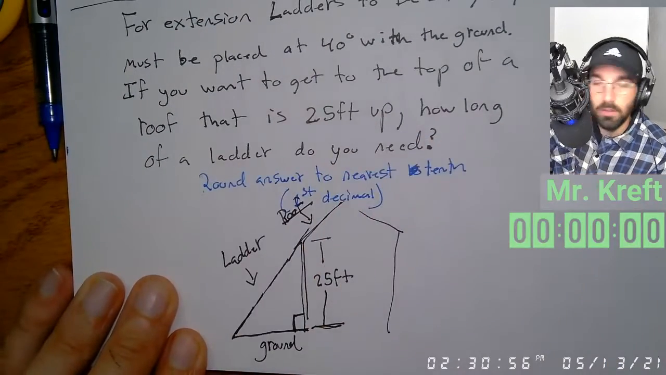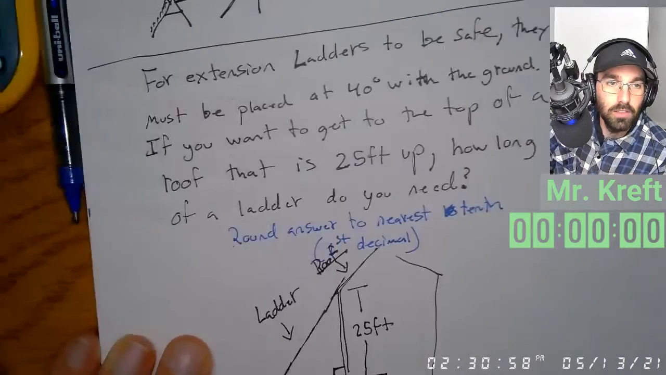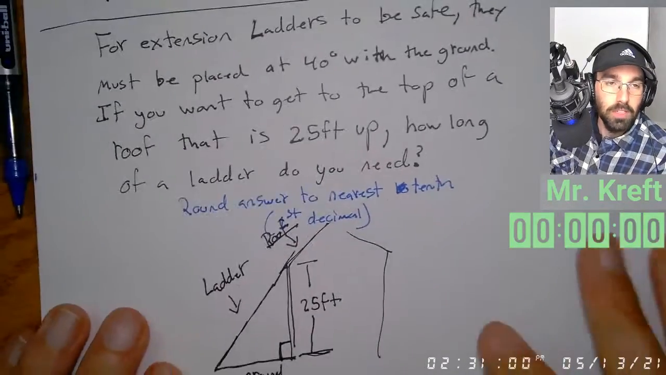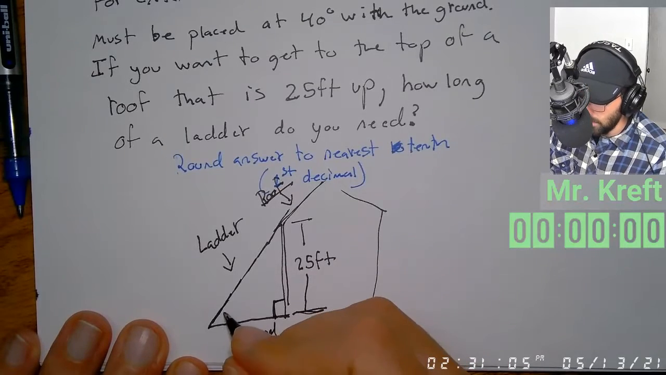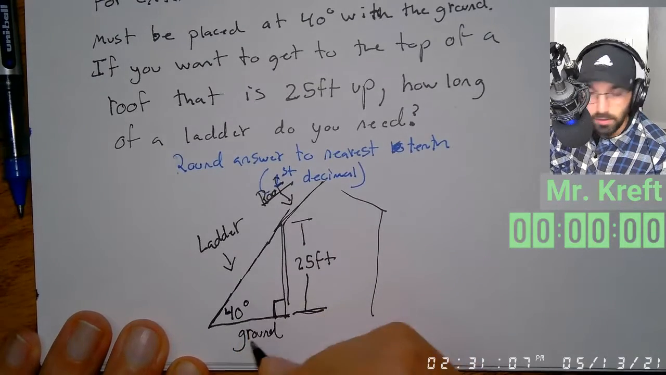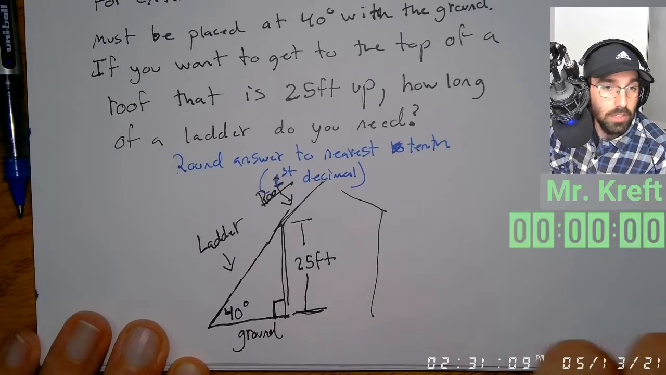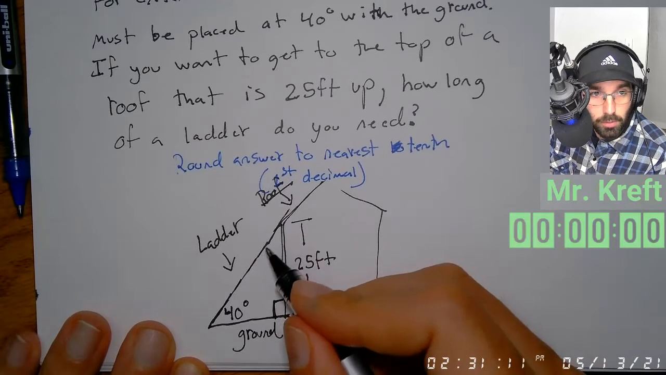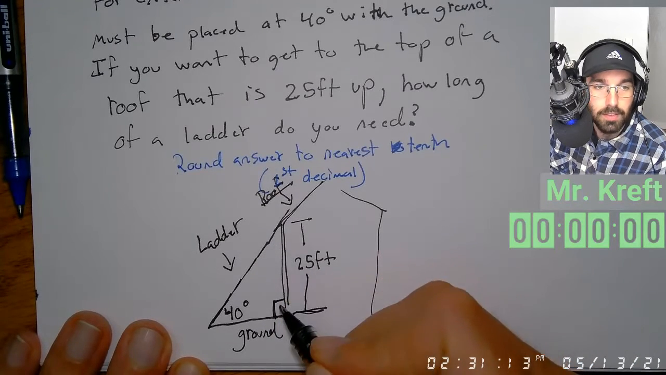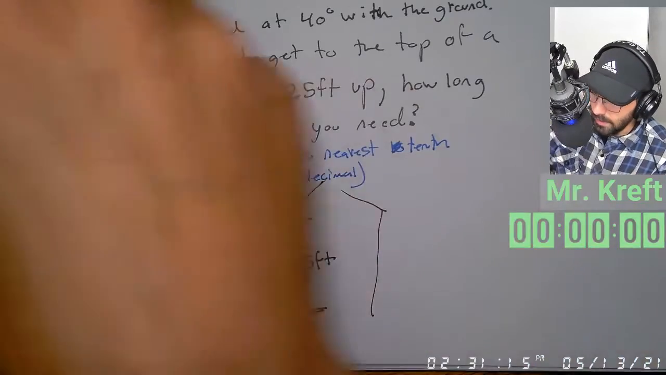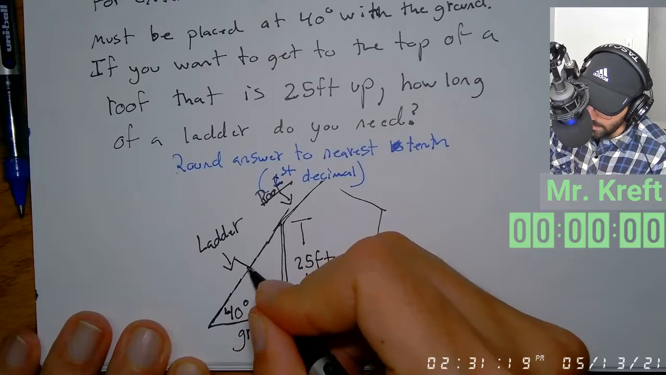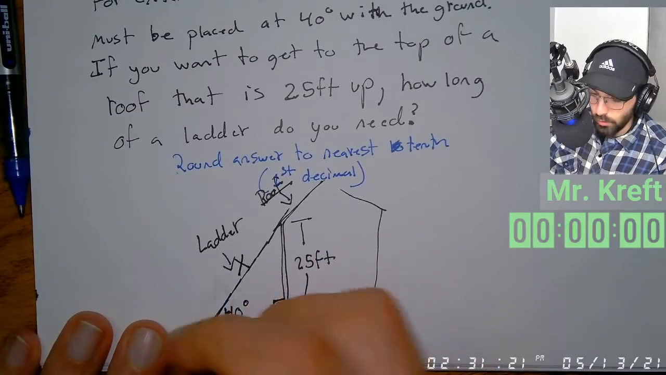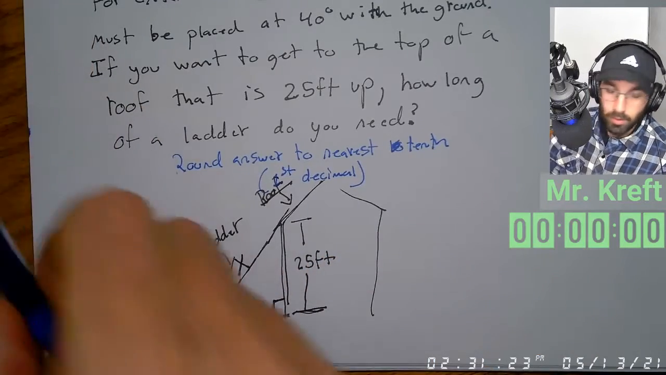It must be placed at a 40-degree angle with the ground. Sorry, I'm tilted here. So it's important we label the ground, because it's going to be 40 degrees with the ground. If you didn't label the ground, there's a good chance you could have put the 40 up here. Now, what are we trying to find? How long is the ladder? So the x goes with the ladder.